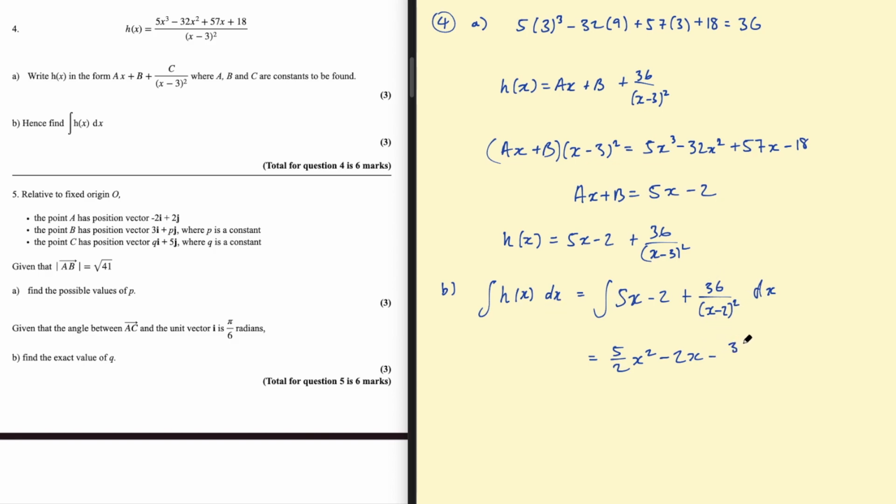This will be negative 36 over x, take 2 to the power of 1. And we also need to remember to plus that c on. If it's not a definite integral, always remember to add that constant. And that was question 4 for 6 marks.